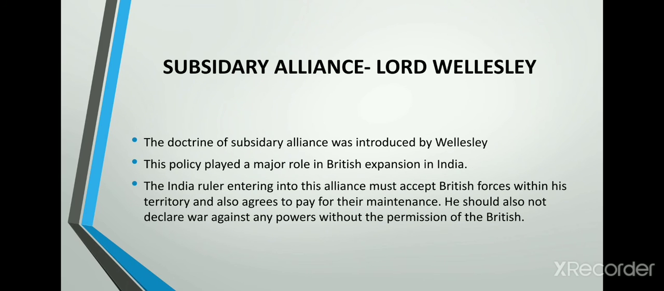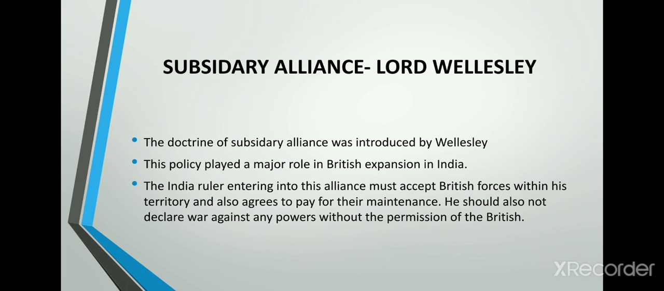Now, the next is the subsidiary alliance introduced by Lord Wellesley. Warren Hastings, who was the Governor General from 1773 to 1785, was one of the many important figures who played a very significant role in the expansion of the company's power. So the doctrine of subsidiary alliance was introduced by Wellesley. This policy played a major role in British expansion in India.